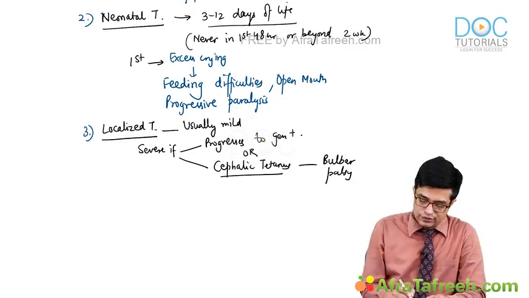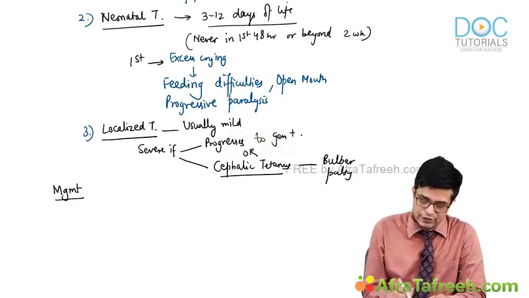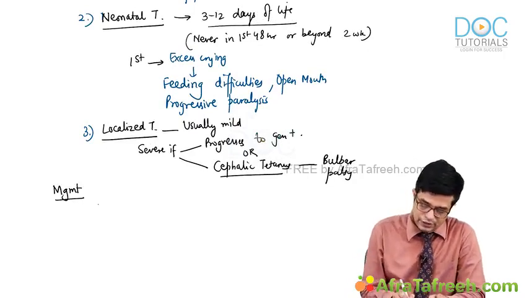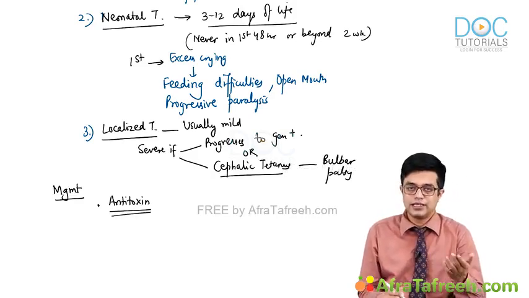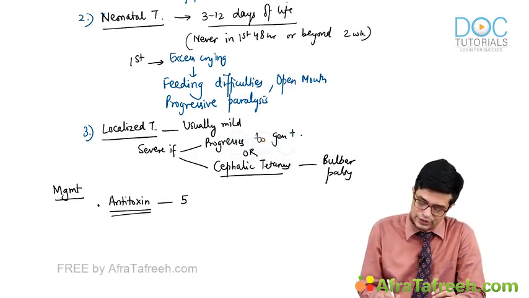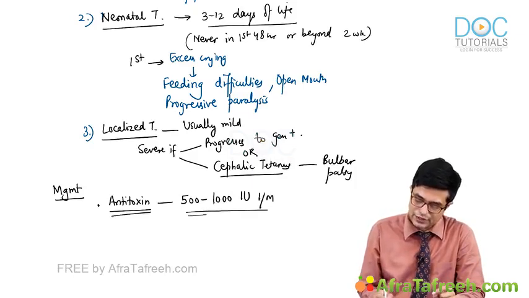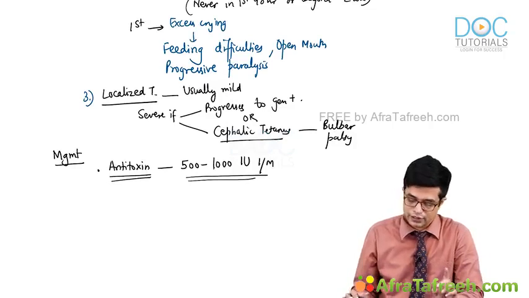Now, coming to the management of these patients. First of all, antitoxin therapy is mandatory. Antitoxin cannot dislodge the toxin which is already attached to the neurons, but it can slow down the progression of the disease. The usual antitoxin dose needed is 500 to 1000 international units intramuscularly. Sometimes as high as 3500 international units can also be given under controlled circumstances.